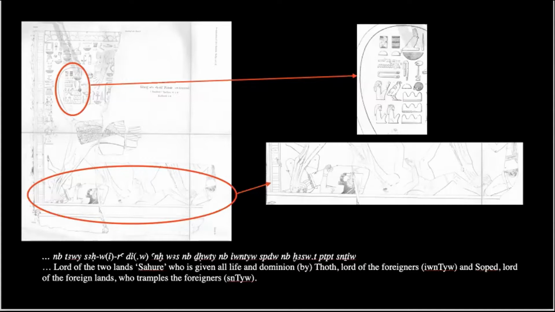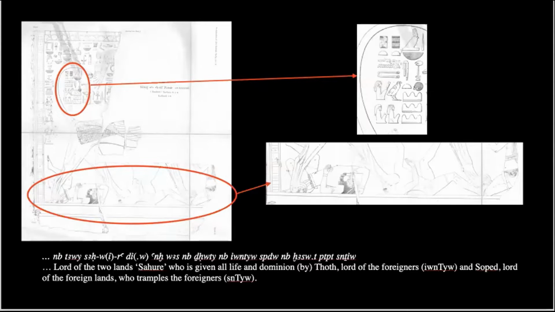And it reads: Lord of the two lands, Sahure, who was given all life and dominion by Thoth, Lord of the foreigners, the Uwintiu, and Soped, Lord of the foreign lands, who tramples the foreigners, Sentiu in this case. It should also be noted that the text around the piece and on the top and down the side mentions Horus as well.